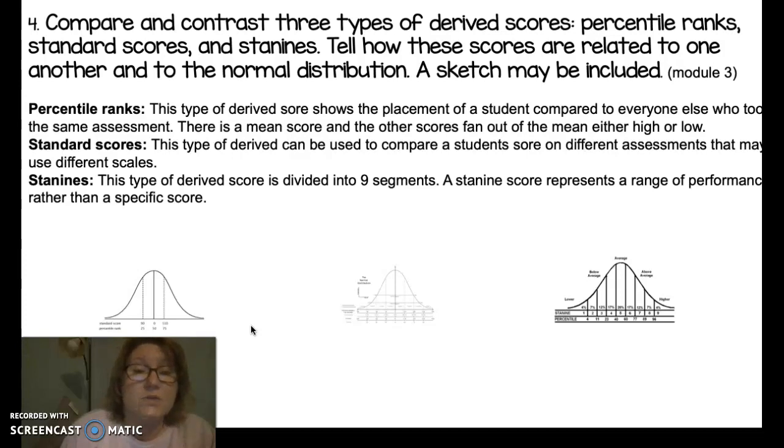And then the stanine score might be the performance of how they're doing on these standard scores, and with a standard score and a percentile score, where are they falling, in what range are they falling?